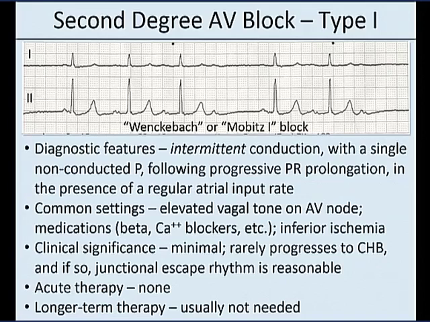If it does progress to complete heart block, which it can do with inferior infarction, the level of block is high enough up in the conduction system that a His bundle junctional escape is usually there, usually reasonably reliable, and so you have some breathing room with that. Most people don't need any therapy for this sort of thing, and it being a transient phenomenon, it's usually not necessary for long-term treatment as well. But contrast that with, and there's our PR prolongation and eventual block.